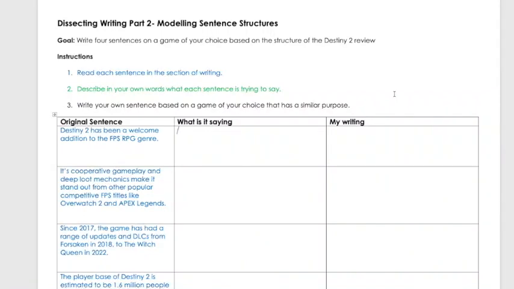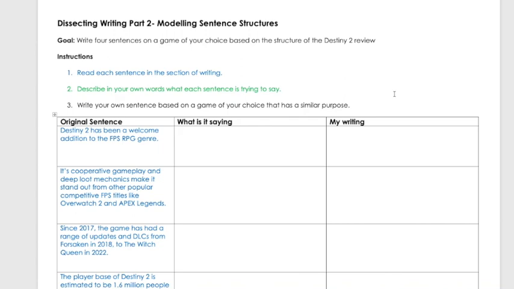This video is unpacking part 2 of the Dissecting Writing assessment that we're working on in English. In this case, we're looking at modelling sentence structures. Your goal for this document is to write 4 sentences on a game of your choice based on the structure of the Destiny 2 review we looked at in the previous task.